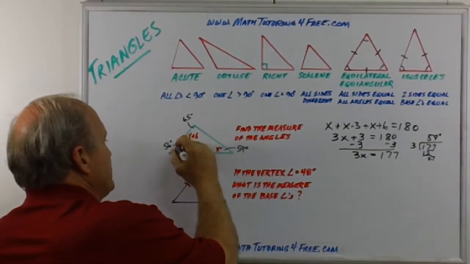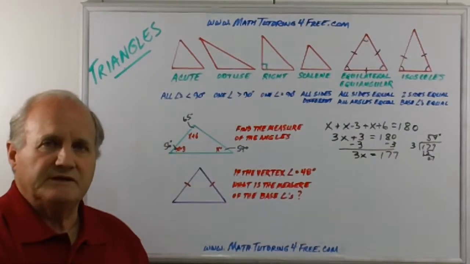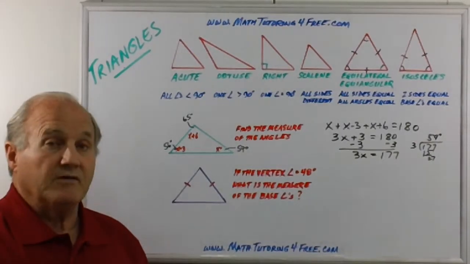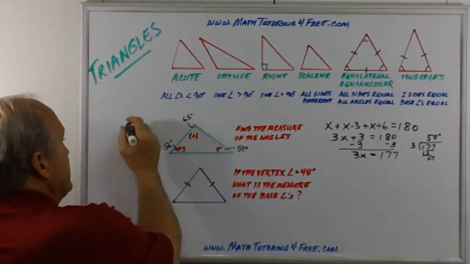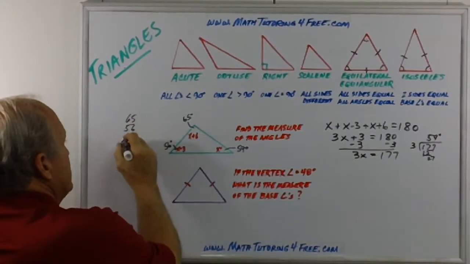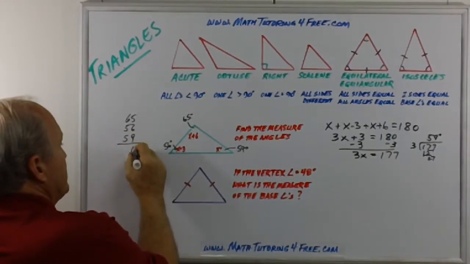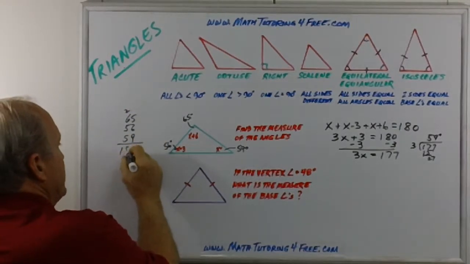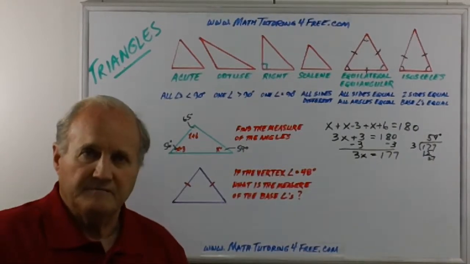Now, most kids will even stop there, and I always challenge you, please check your answer. How would we check to see if we're right? Well, again, if all three angles are supposed to total 180, let's do that. Let's add 65, 56, 59. 5 and 6 is 11, and 9 is 20. Carry the 2. 2 and 6 is 8, and 10 is 180. It does check. We know we got our answers correct.